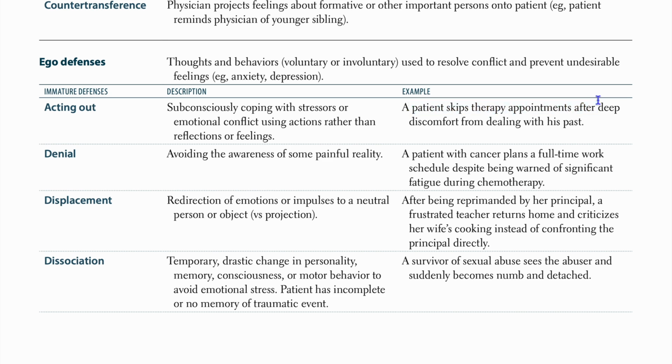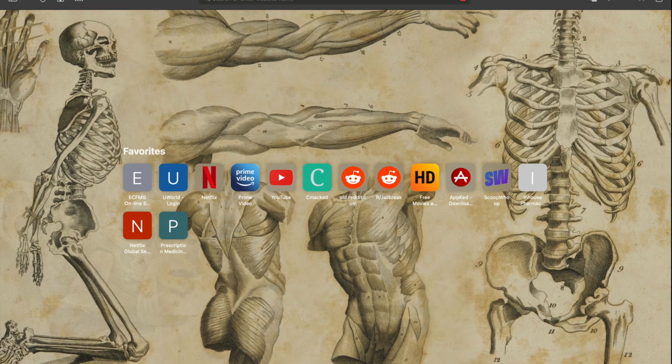So they're skipping appointments. Okay, and this is acting out. Rather than dealing with it through reflections or feelings, they're converting it into something physical, like not going to therapy. So if it's something physical, it's going to be called acting out. Okay, let's look at other examples of acting out.